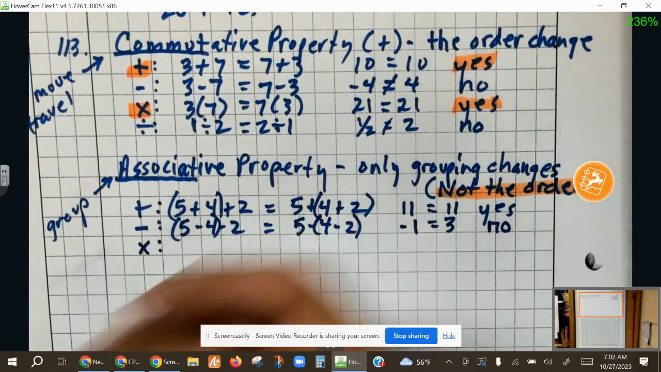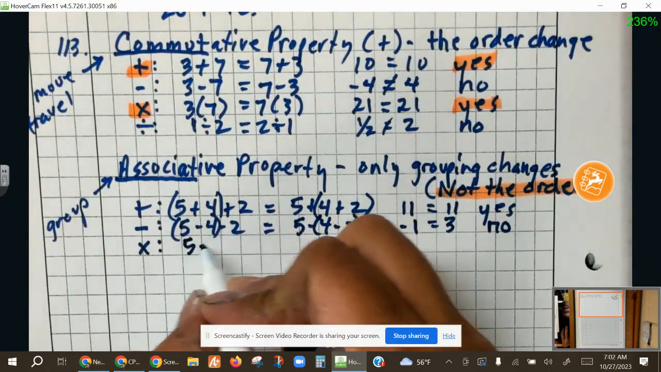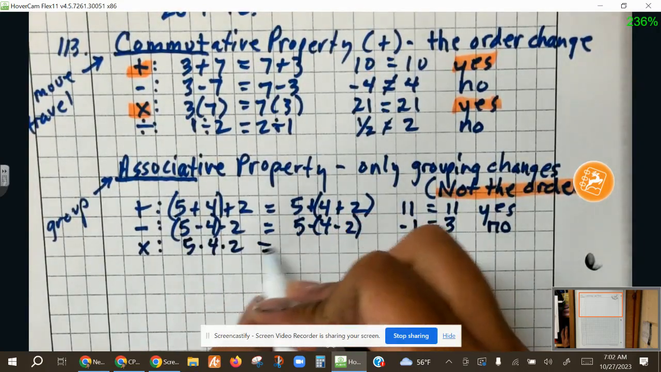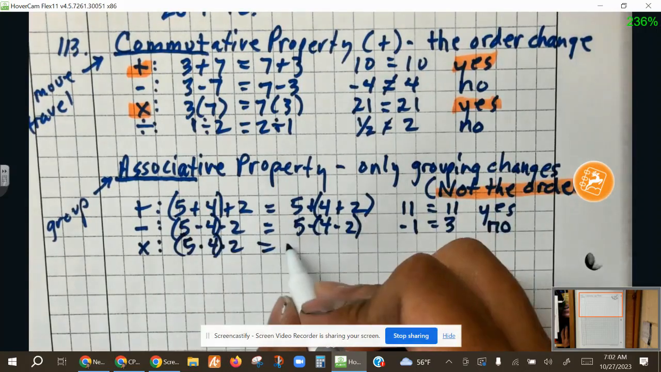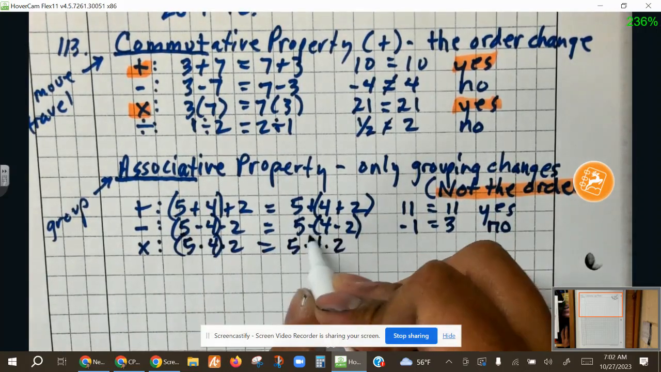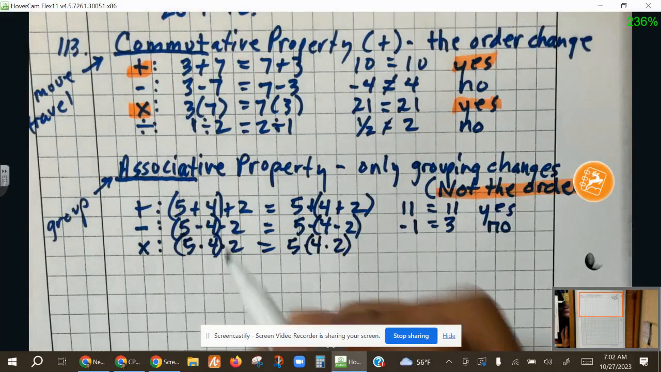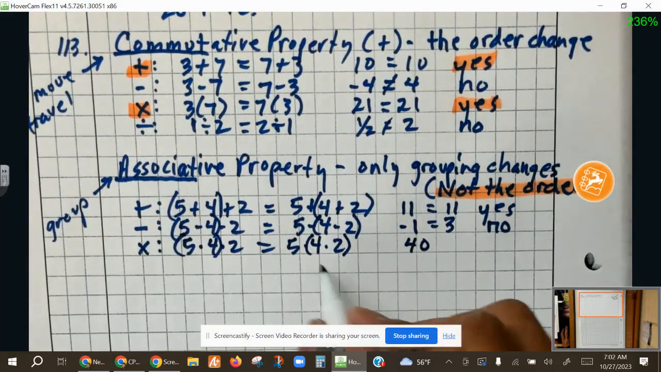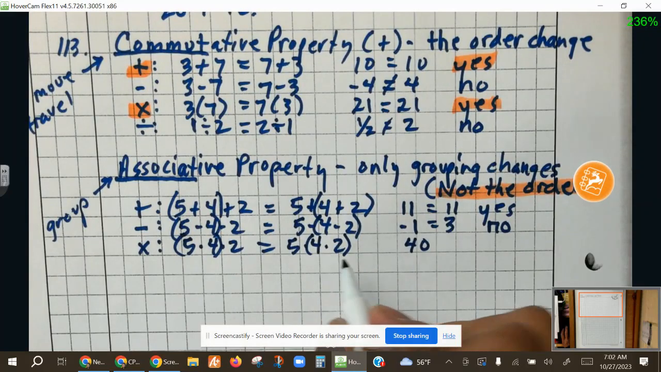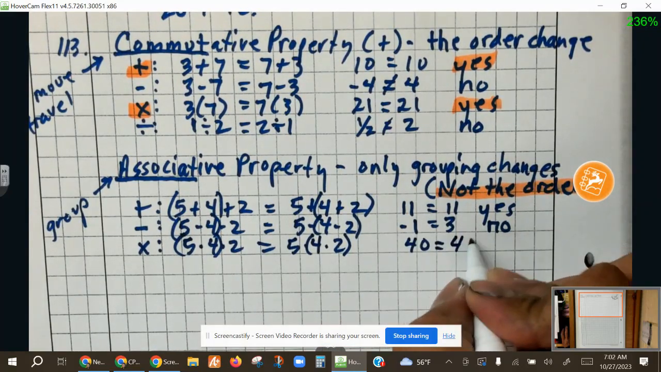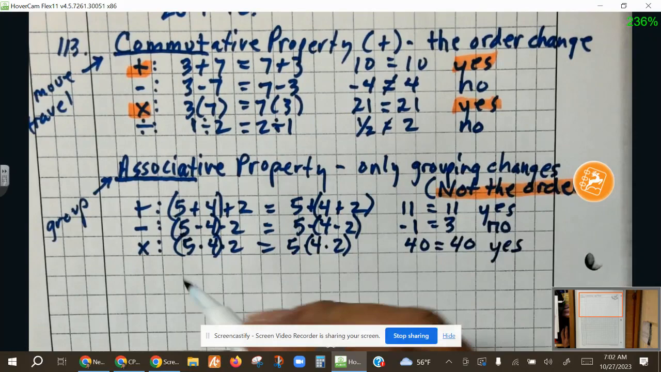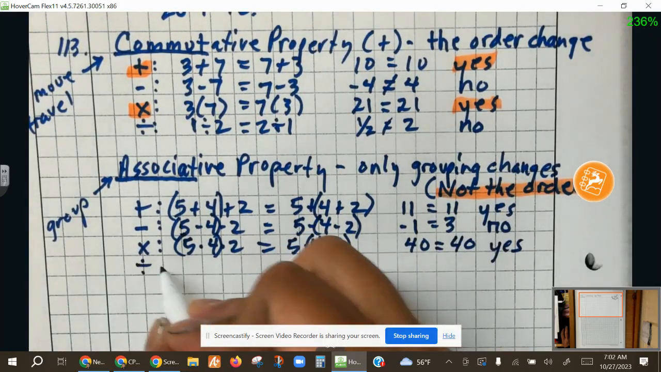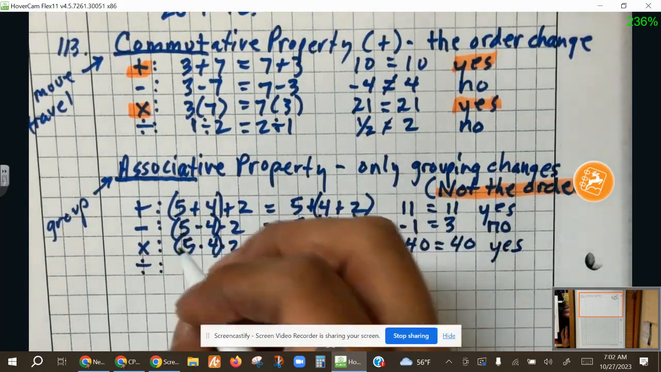Multiplication, let's try this. So we have 5 times 4 times 2, where I'm grouping the 5 times 4. 5 times 4 times 2, where I'm grouping 4 times 2. That will give me 20 times 2, which is 40. And this will give me 8. 5 times 8, which is 40. Does apply to multiplication.